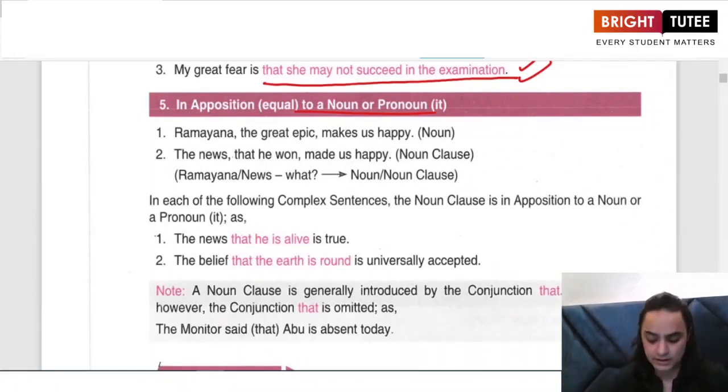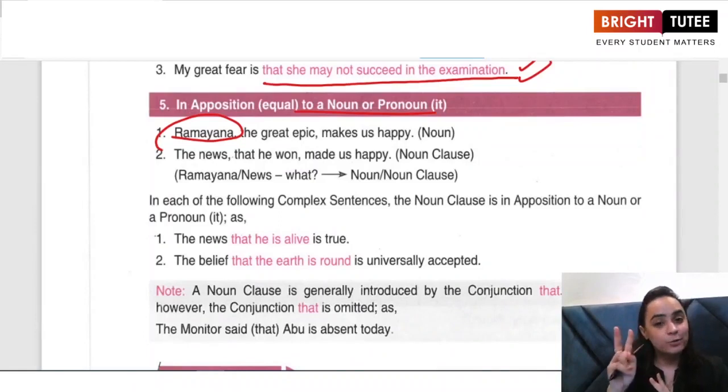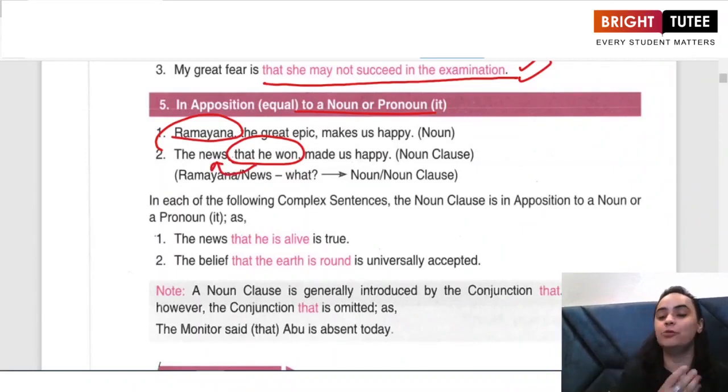What is the book that we are talking about? Ramayana. So I get my answer. What makes us happy? Ramayana. If I look at the second sentence, the news that he won made us happy. Now, if I ask the question, what made me happy? There are two answers that I am getting. The news, and what is the second answer? That he won. So, in this sentence, that he won is a clause which is equal to my noun, that is the news, which has the same value as my noun.